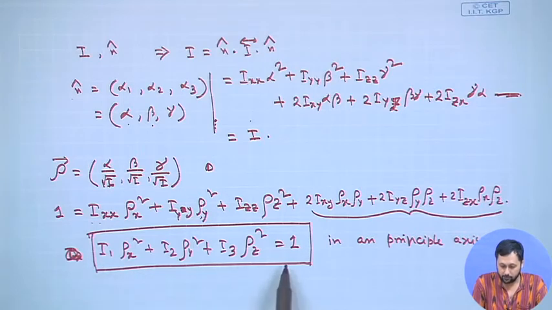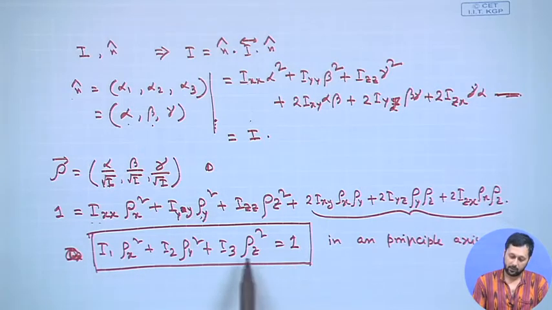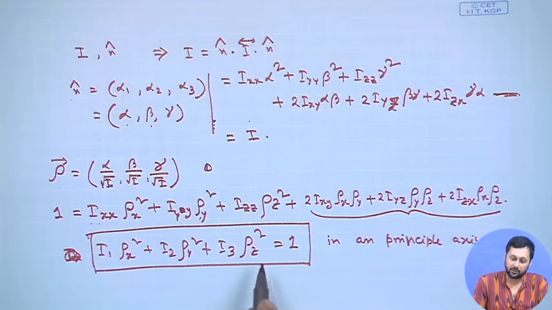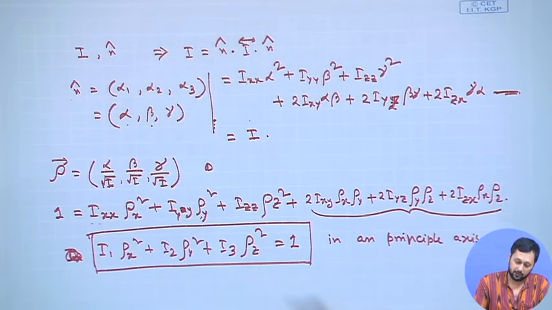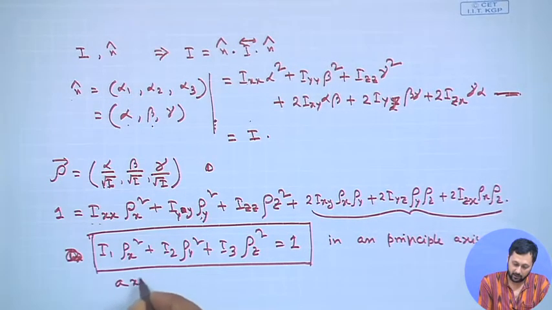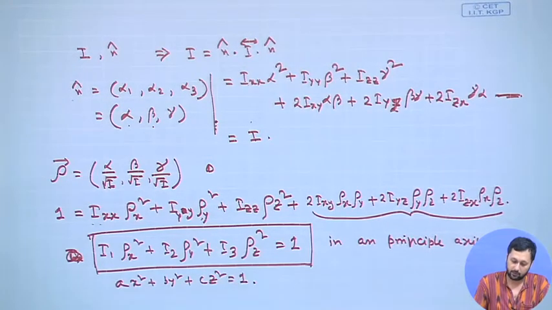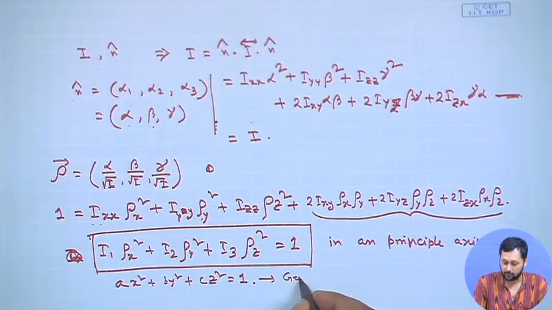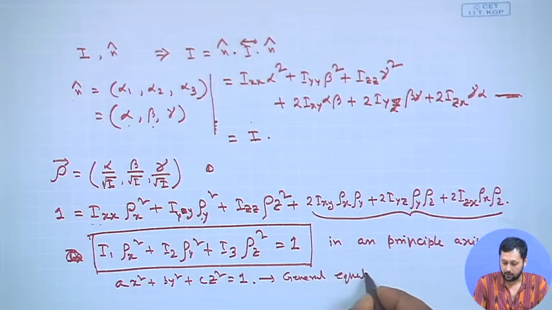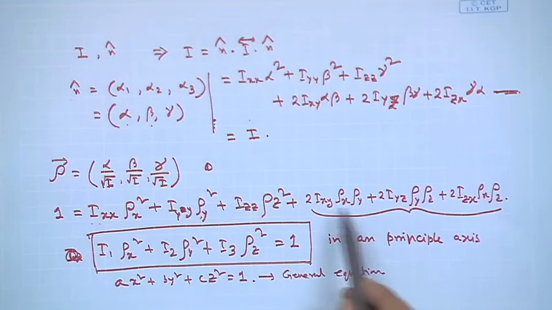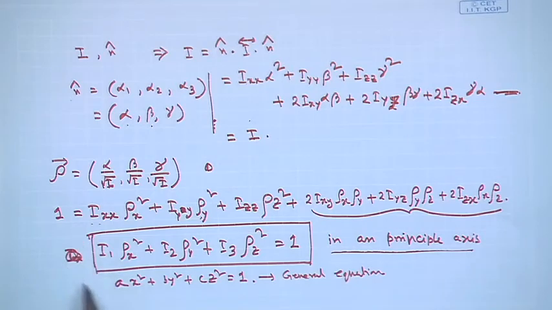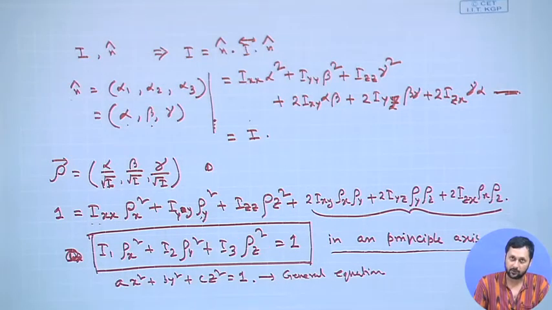And this particular form is the equation of an ellipsoid, because the general equation of an ellipsoid in a 3D xyz system is a x square plus b y square plus c z square equal to 1. So, we had an equation where all the cross terms were present. Now, in a principal axis system, this equation reduces to this form, which represents a surface given by an ellipsoid, right.